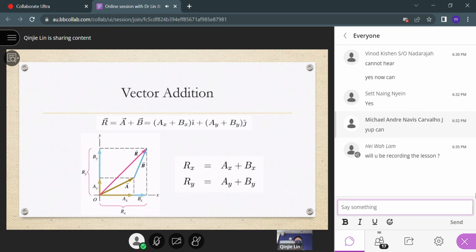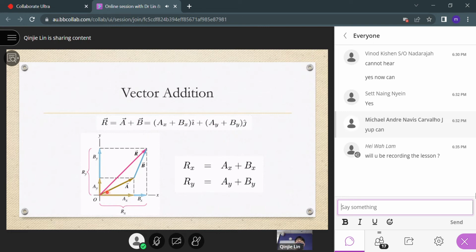Then we come to vector addition. So how do we add the vectors up? Of course, graphically, we already saw just now: if you have A here and B here, you add them up by taking the start of A to the end of B. That's graphically. But numerically, how do we add them up? This is why we need to resolve the vectors into their components.